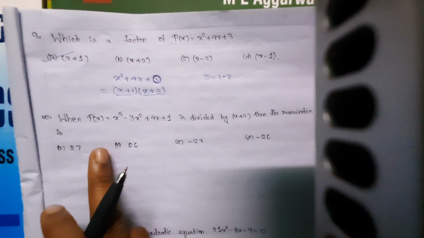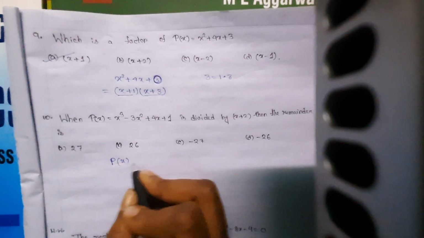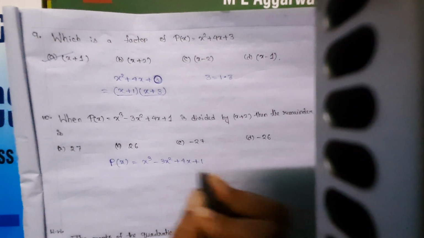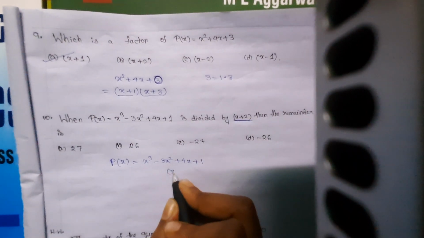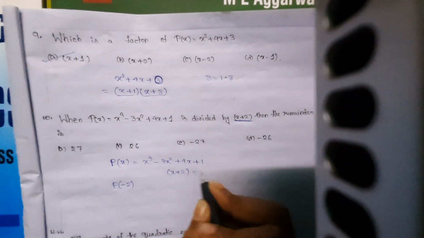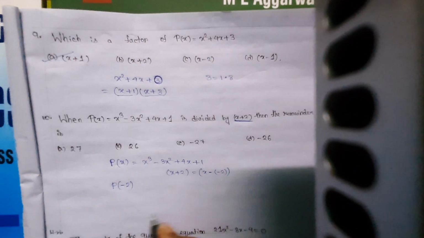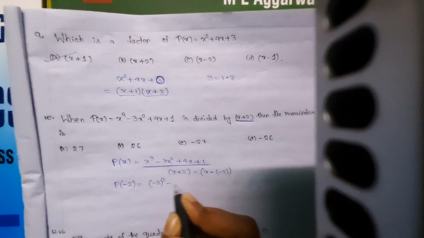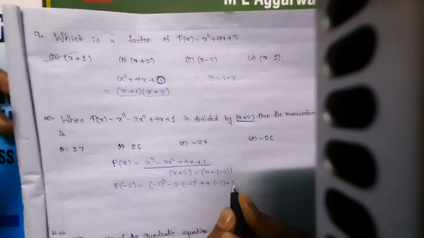Now question number 10. When p(x) equals x cube minus 3x square plus 4x plus 1 is divided by x plus 2, you have to find the remainder. So for this, when you divide it by x plus 2, your remainder will be p of minus 2. You can consider x plus 2 as x minus of minus 2. So just put minus 2 in this expression, you get minus 2 cube minus 3 into minus 2 square plus 4 into minus 2 plus 1.